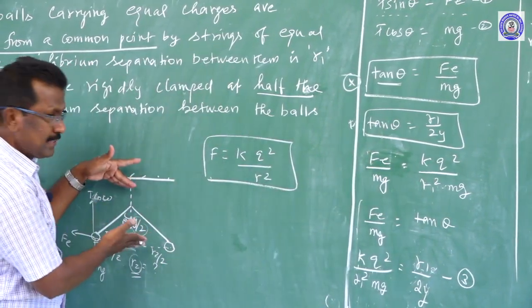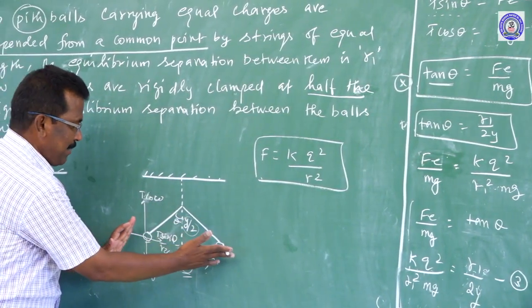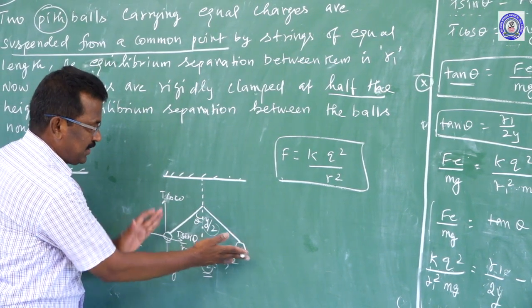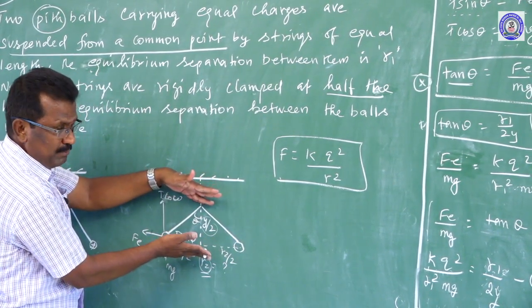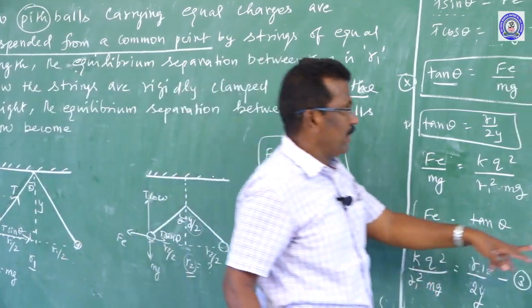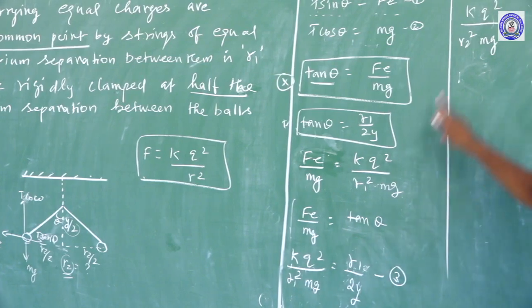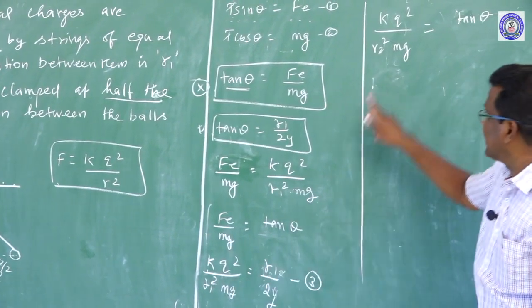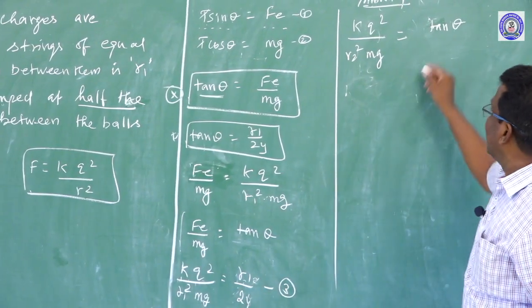Similarly for the second case, the same electrostatic force exists between these two spheres. Only the distance y becomes y by 2. So kq square, instead of r1 square it is r2 square, over mg, is equal to tan theta.